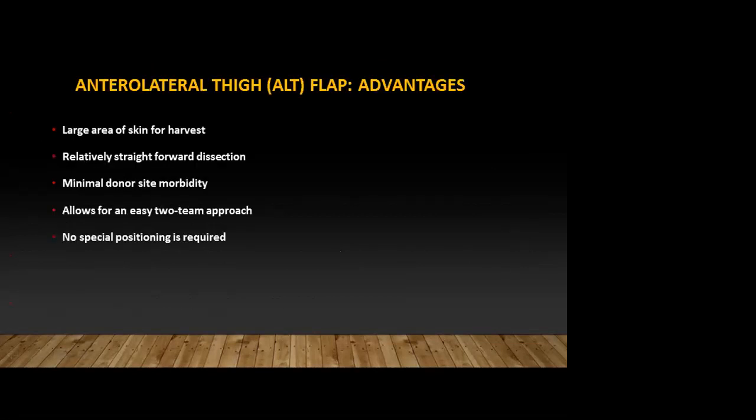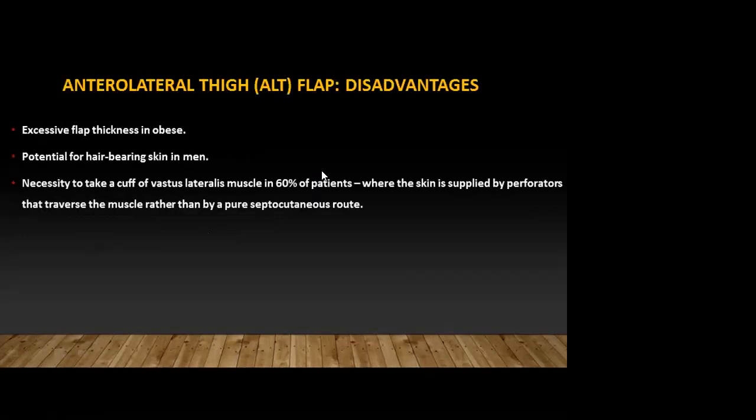The advantages of the anterolateral thigh flap are that we get a large area of skin for harvest. It is a really straightforward dissection, not that tedious compared to the lateral forearm. There is minimal donor site morbidity, it allows for an easy two-team approach, and no special positioning is needed. And there are some disadvantages. There is excessive flap thickness in obese patients. The thickness is comparatively high, and it will definitely be more in patients with high BMI.